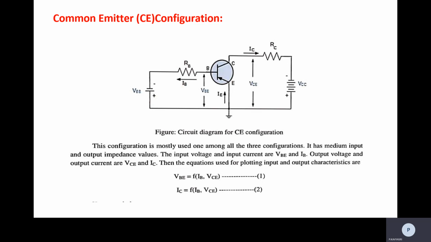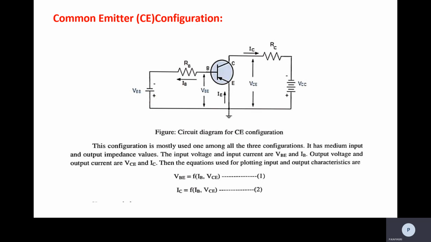The two equations are: input voltage is a function of output voltage and input current, and output current is a function of input current and output voltage. First observe the circuit diagram, then I will tell the equations. Here in the diagram, the emitter is common to both input as well as output. The input voltage is VBE and the input current is IB, the output voltage is VCE and the output current is IC. The input is applied between the base and emitter, and the output is taken between the collector and emitter, VCE and IC.